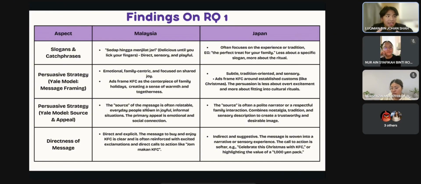So it's less about obvious excitement, and more about fitting into the cultural rituals they have over there. And then we have the source and appeal for the Yale model. So the source of the message is often relatable, as mentioned earlier, it is very family oriented.